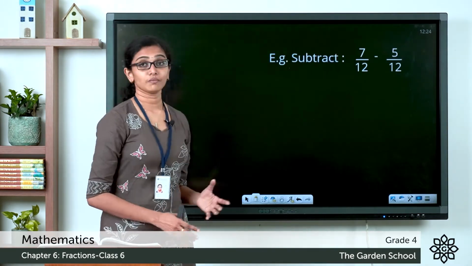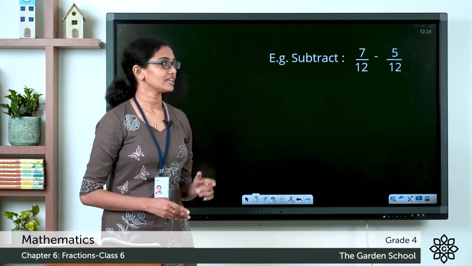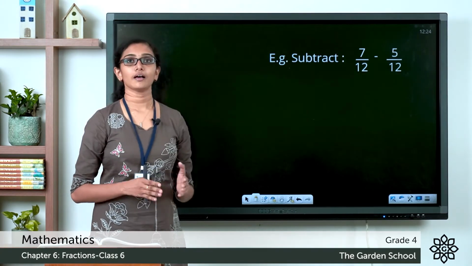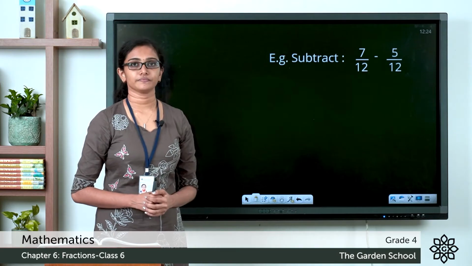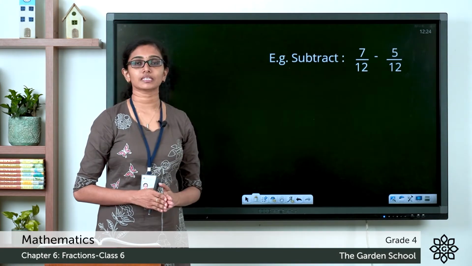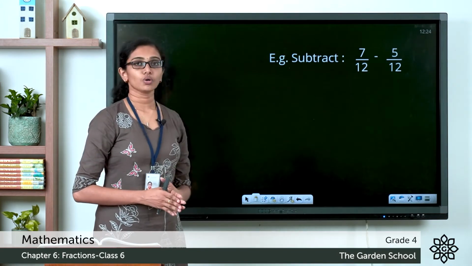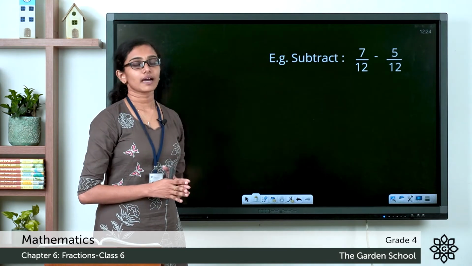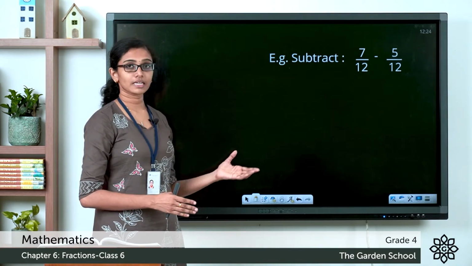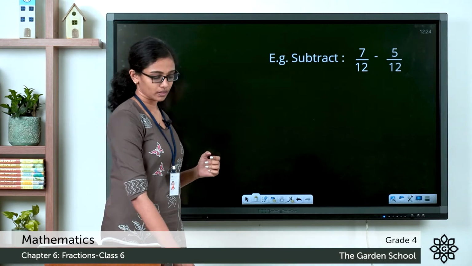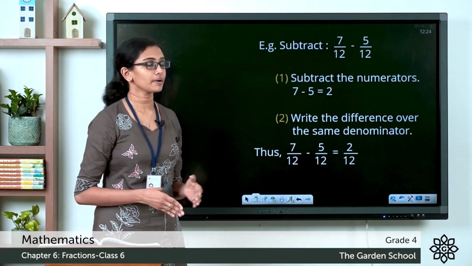Now, let me make it more clear to you with an example. Subtract 7 by 12 minus 5 by 12. See, these are like fractions with the same denominator, 12. So, we just need to subtract the numerators. Which are the numerators? 7 and 5. So, let's see this step by step.